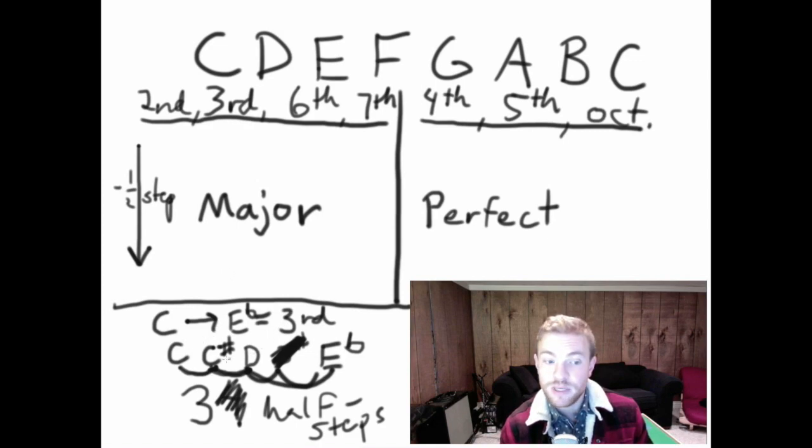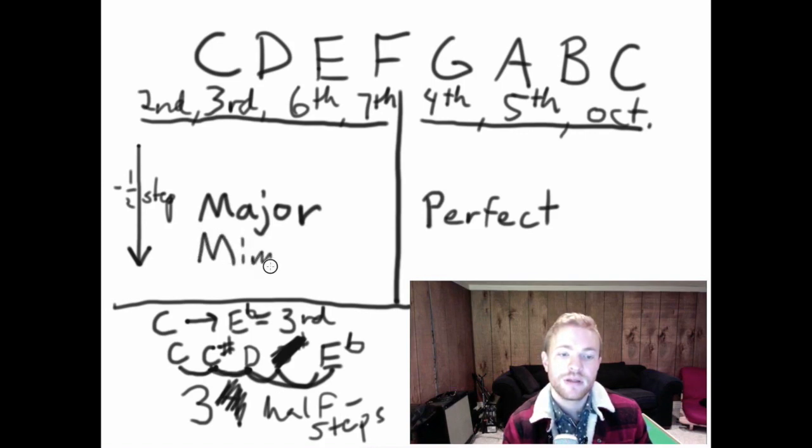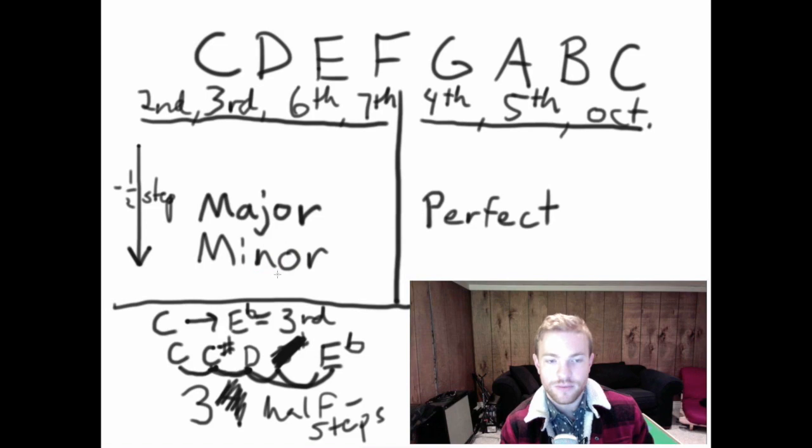So it's still a third because if we ignore the accidental, we have 3 alphabetical steps, C, D, E, but we've shortened that interval by flatting the E, okay? We've shortened it from 4 half steps to 3 half steps. And when we shorten a major interval by 1/2 step, we call it a minor interval, okay?